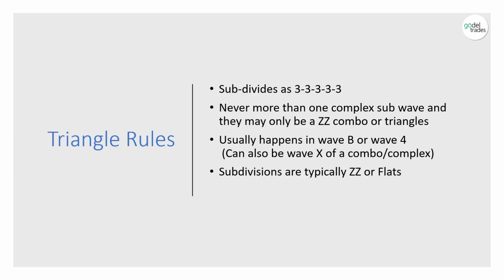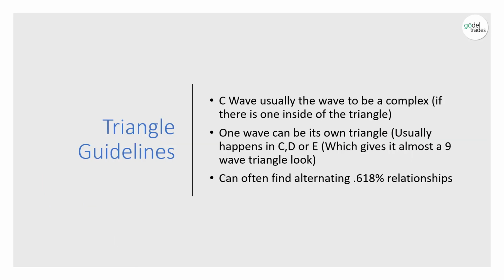And usually a triangle is going to happen in wave 4 most commonly, or wave B of an A, B, C zigzag, as we looked at earlier. And it can also happen in the X wave of a combination or a complex. Subdivisions are typically zigzags or flats. Some of the guidelines of a triangle: your C wave is usually the wave that will be complex, if there is even one inside of the triangle that happens to be a complex.